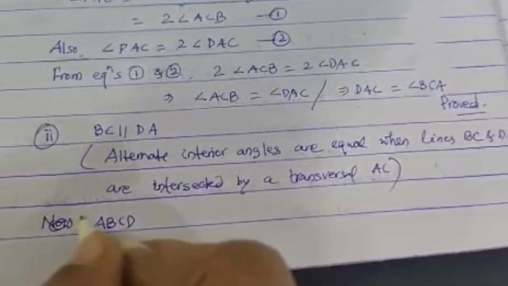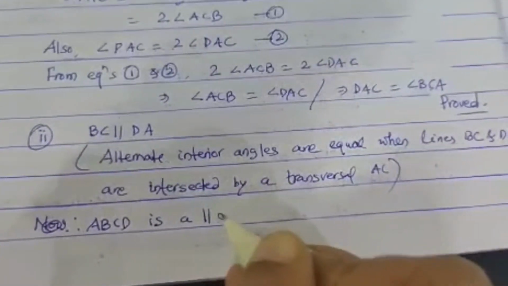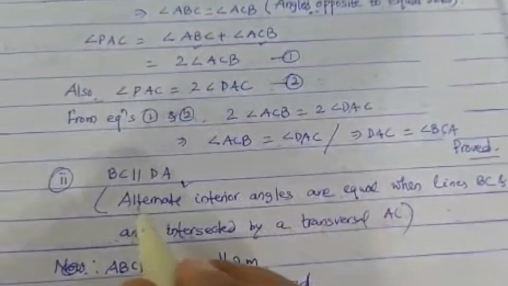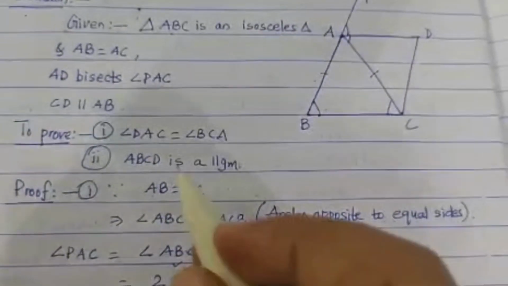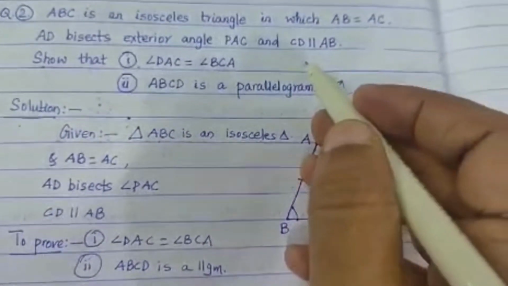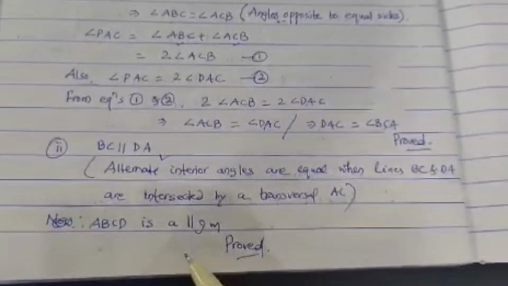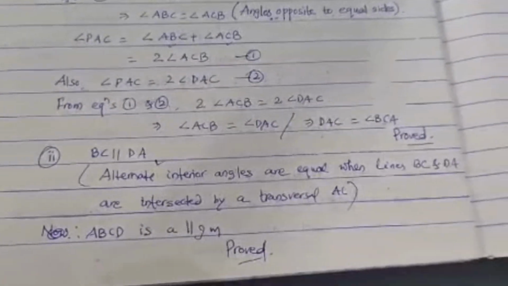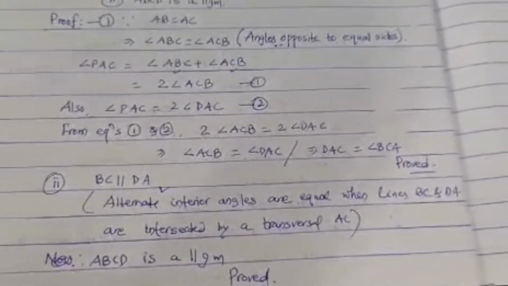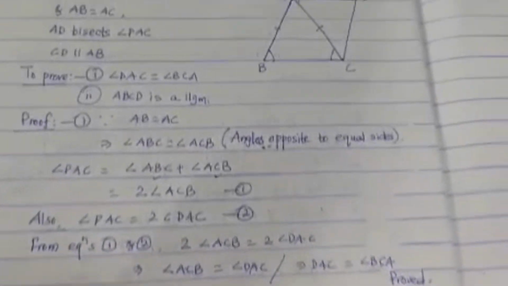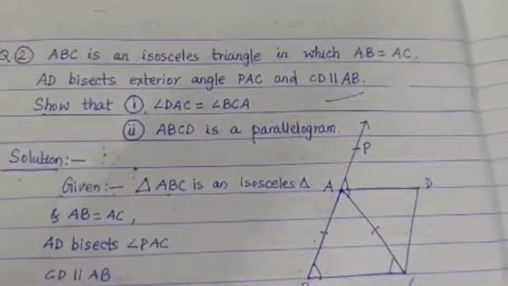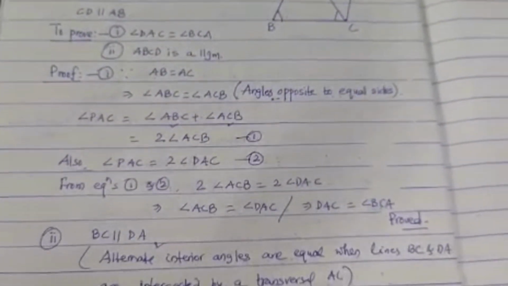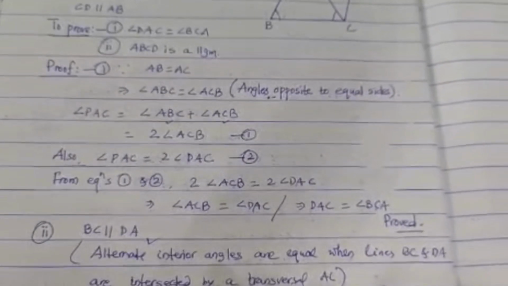Now we can directly say that ABCD is a parallelogram, proved, because one pair of sides we have shown is parallel and one is already given: CD is parallel to AB. So both pairs of sides are parallel, then it is a parallelogram. So step by step, using simple theorems, we have solved this question also. But the main point is you have to remember all the theorems. Otherwise it's not easy to solve the questions. No problem, we will do it. It's our duty to remember all the theorems.